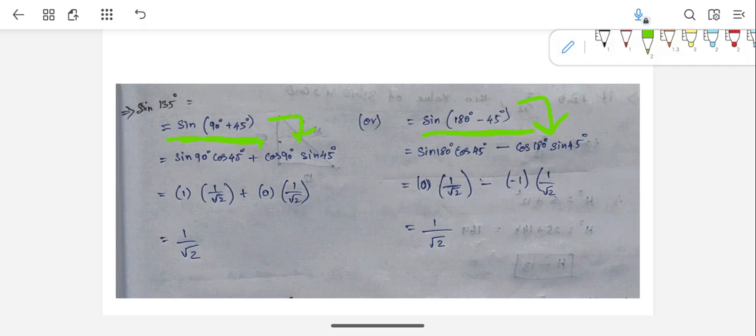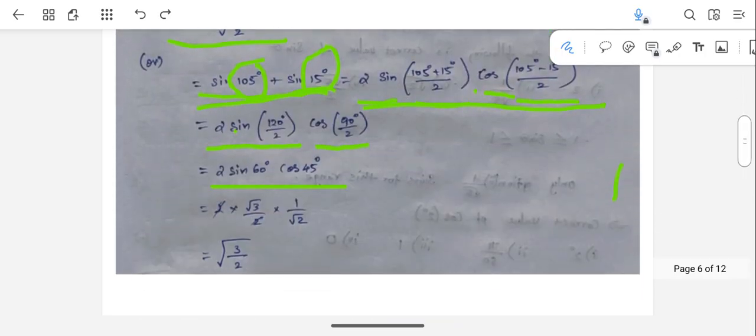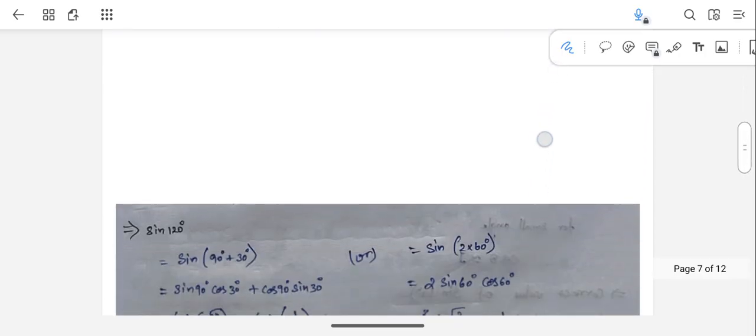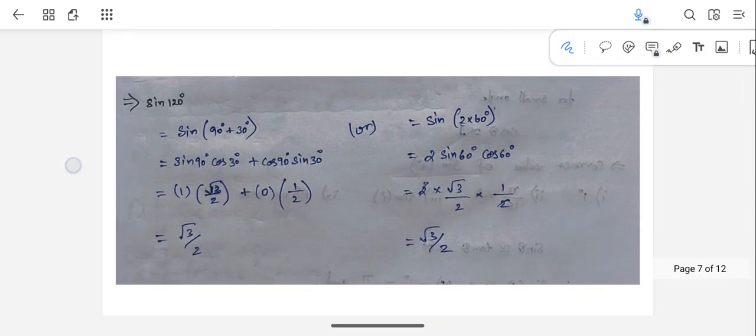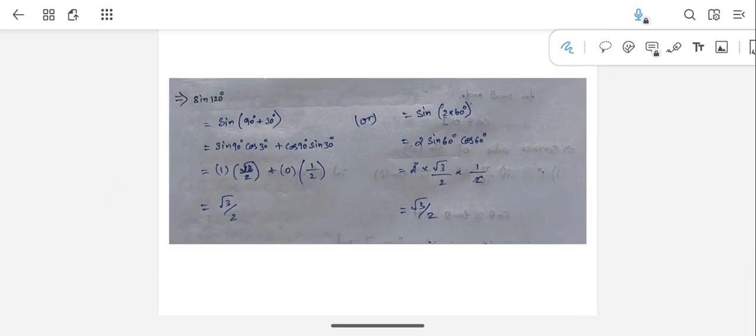So like that, based on the need, you can use the formulas and solve the equations. Again, I have given you another example. You can solve this, and the solution is also there, so you can just try it yourself one time.